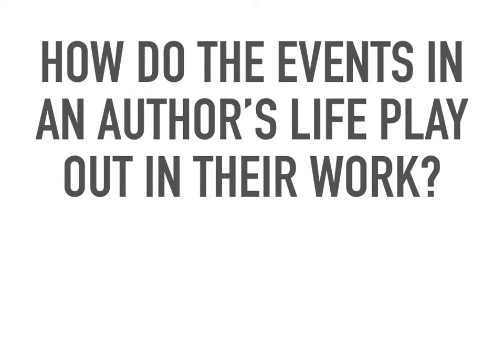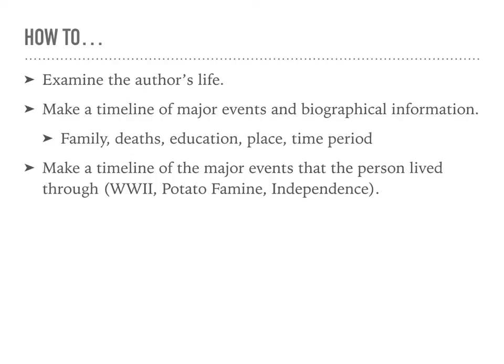So we want to look at how the events in an author's life play out in their work. And it's quite simple how to do this. First, you have to examine the author's life. You have to look at their childhood. You have to look at the family members that they've had and the major life changes that they've gone through. And the easiest way to do this is to research and make a timeline of the major events that have happened. So family, deaths, education, place, time period.